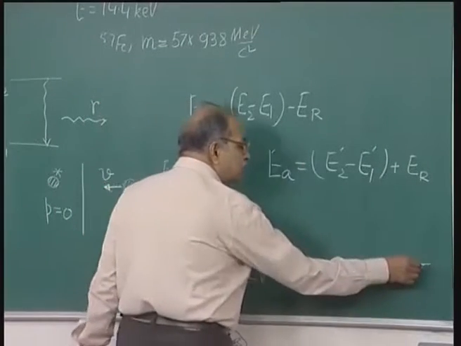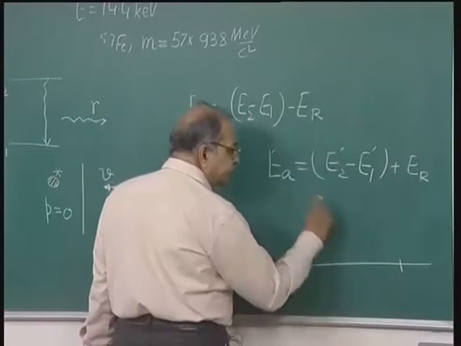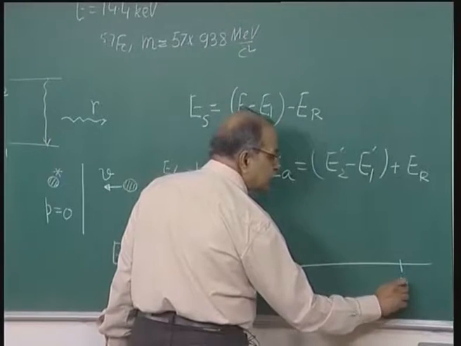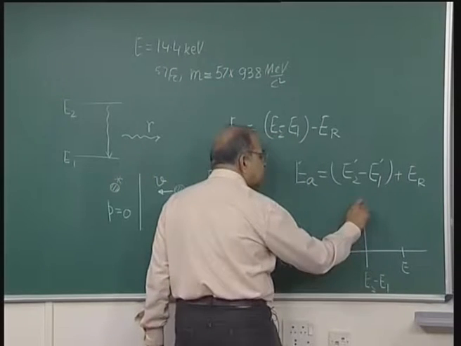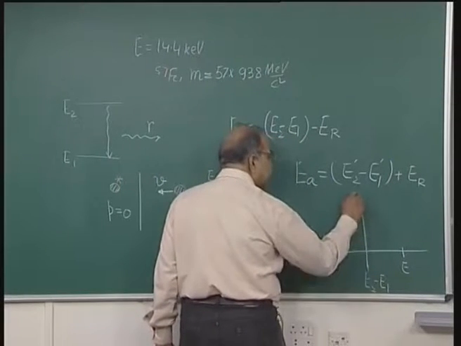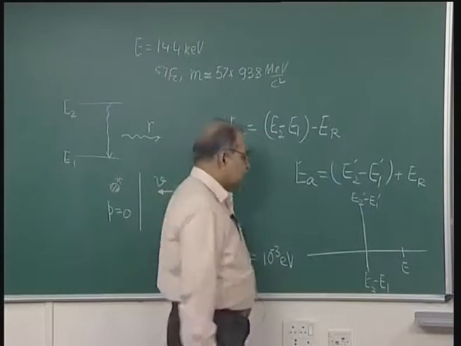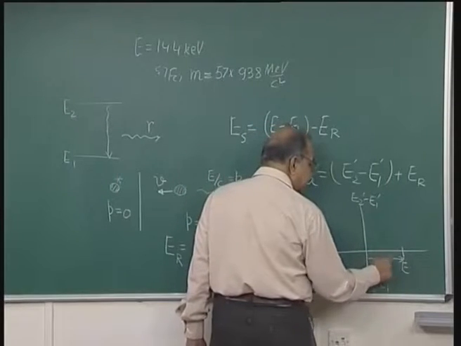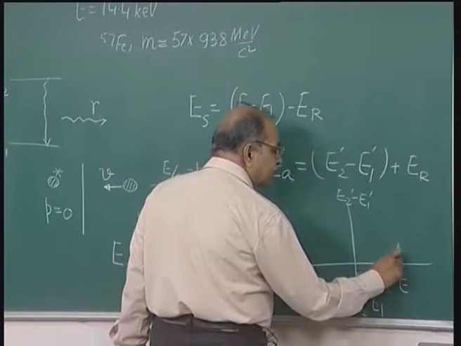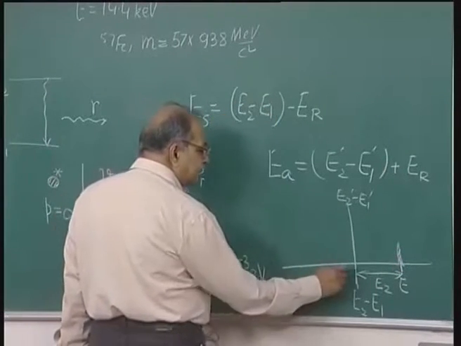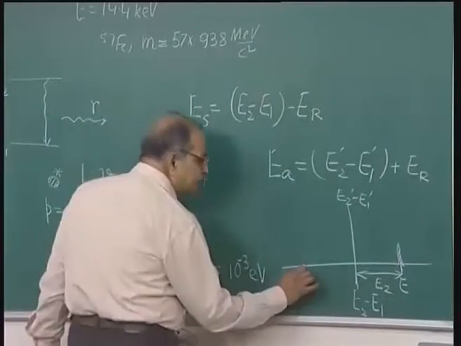So, how will the resonance absorption take place? The energy of gamma ray which is needed is this much. If this is, say, E2 minus E1, which is almost the same as E2 prime minus E1 prime also, because that difference is only 10 to the power minus 8 electron volts, and this is ER. This much energy is needed, whereas the energy which is coming is ER less than this. So, the energy which is coming is only here.